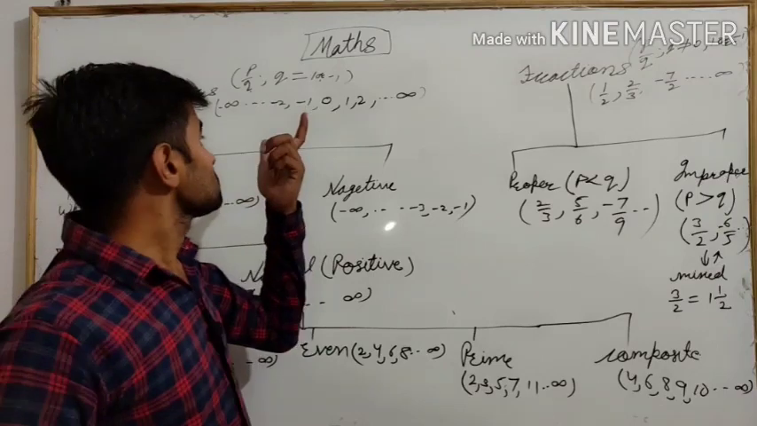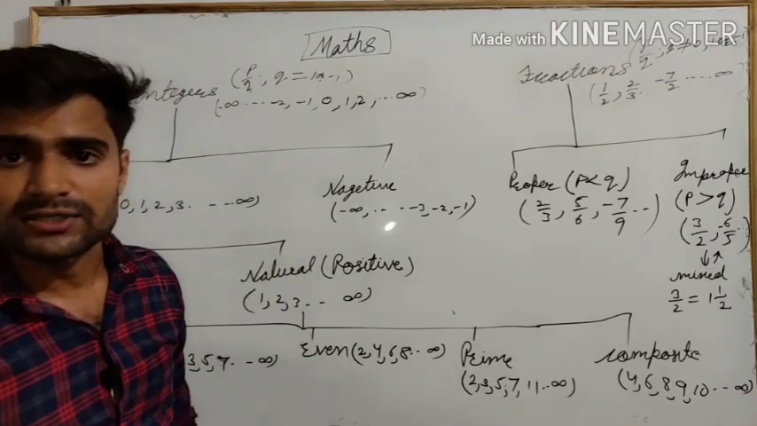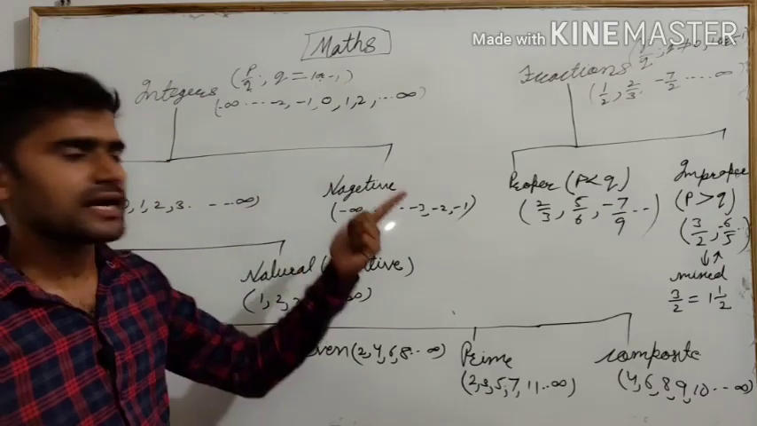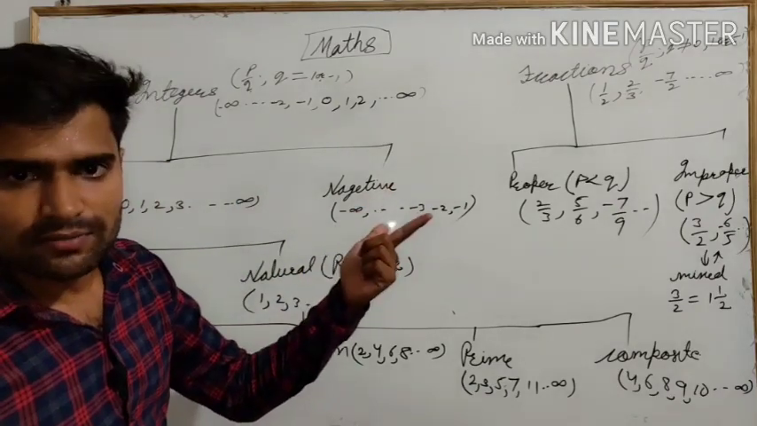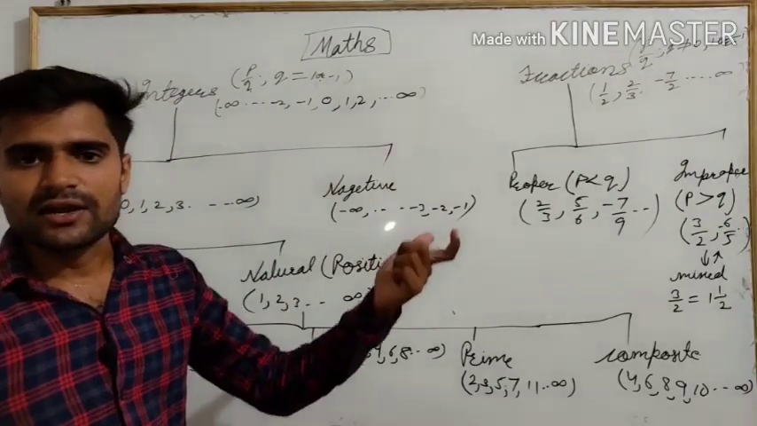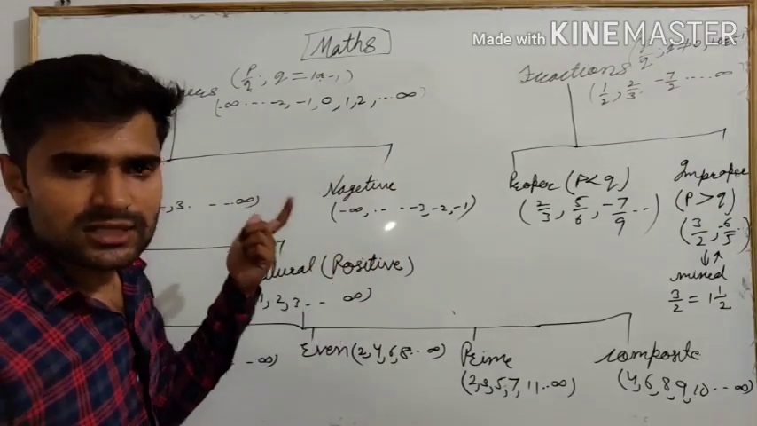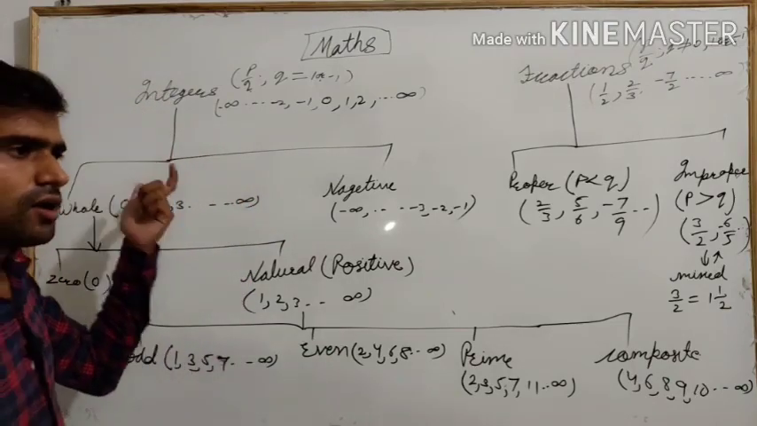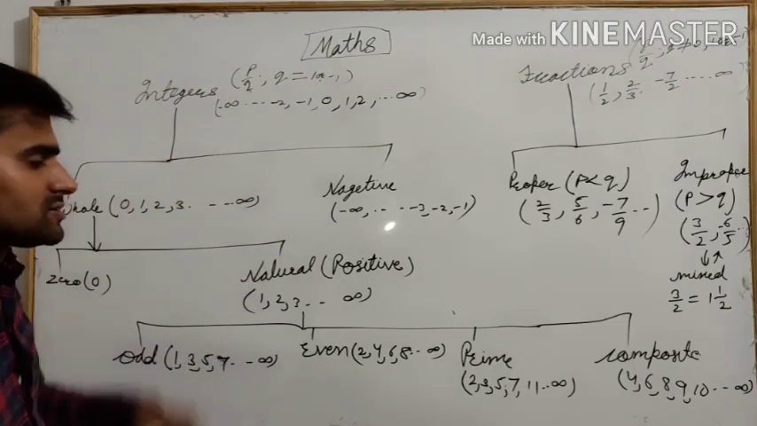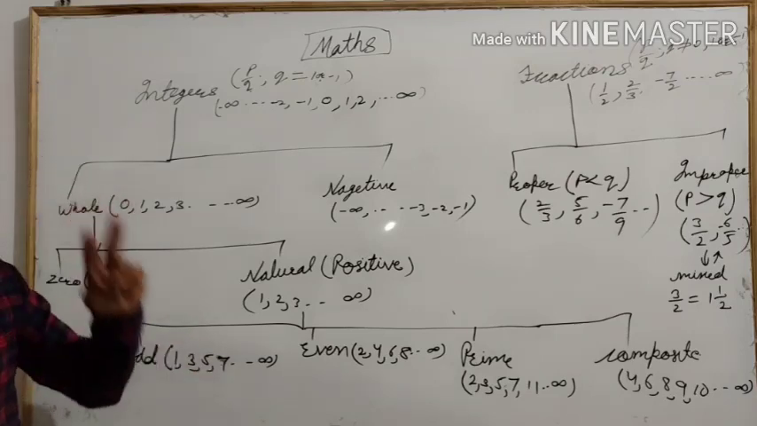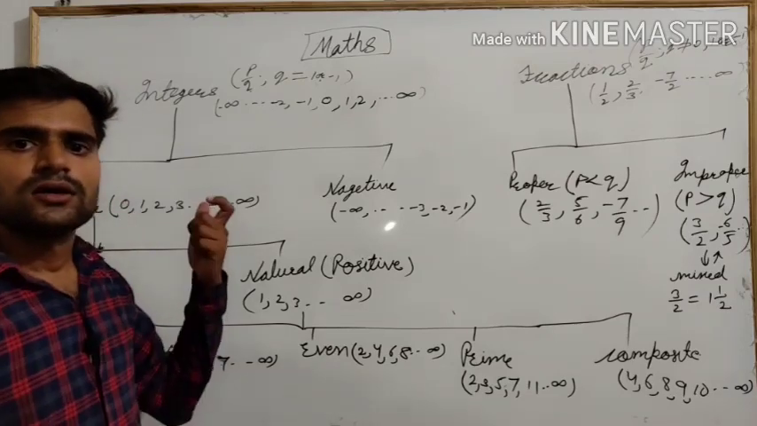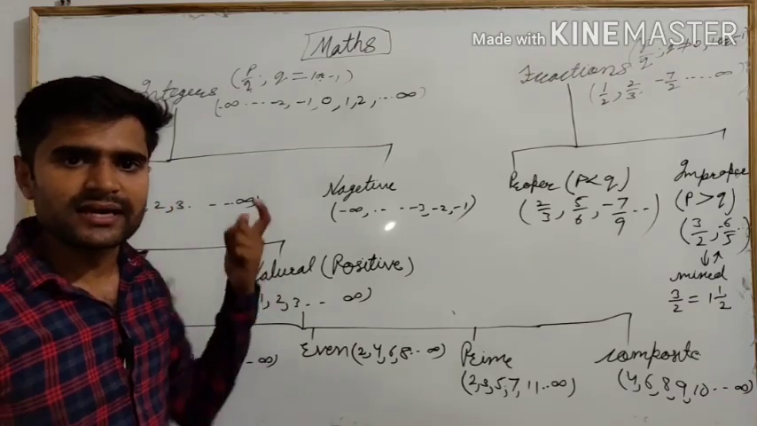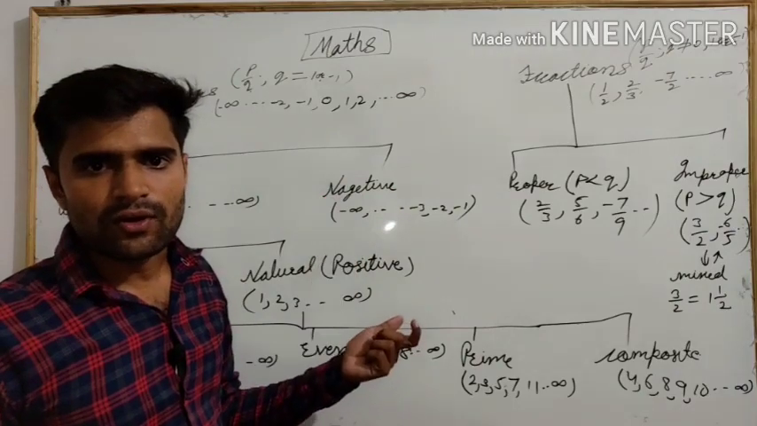Now let us repeat all the charts of the number system. First, the number system has two parts. First, real numbers, second, complex or imaginary numbers. Imaginary numbers are in iota form, which is not used in our syllabus. Now real numbers have two parts. First, rational, second, irrational. Rational numbers are in p upon q form, and irrational numbers are not in p upon q form.